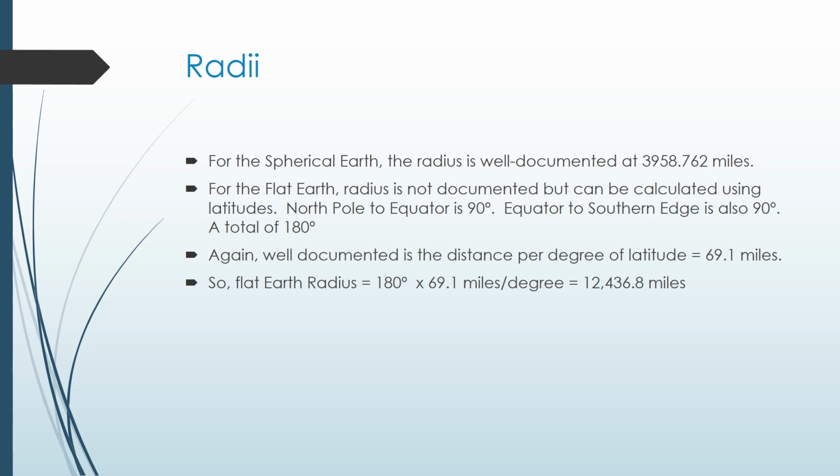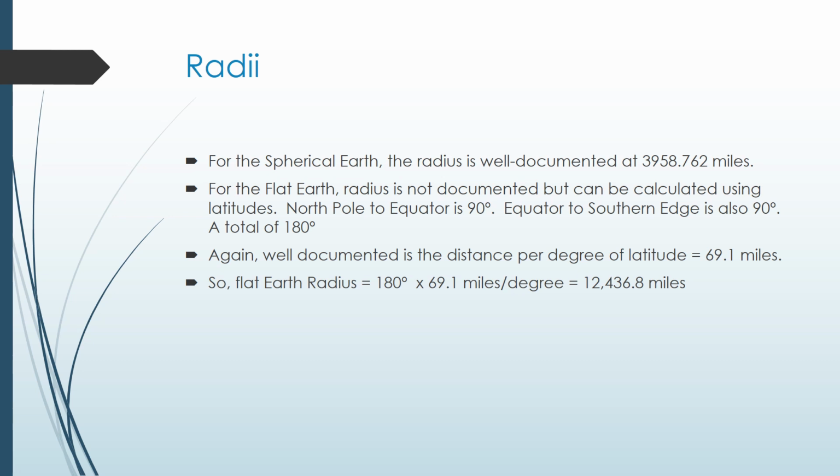First, we need to talk about radii. So for the spherical Earth first, the radius is well documented. You can look it up anywhere. 3,958.762 miles. Boy, that's a lot of significant digits. For the flat Earth, the radius is not documented, but it can be calculated using latitudes.